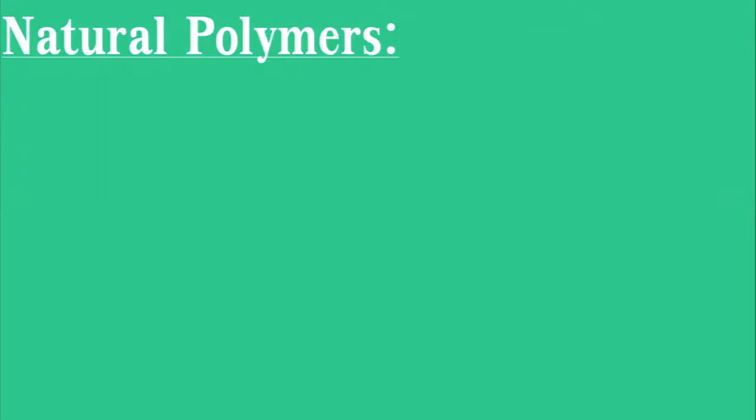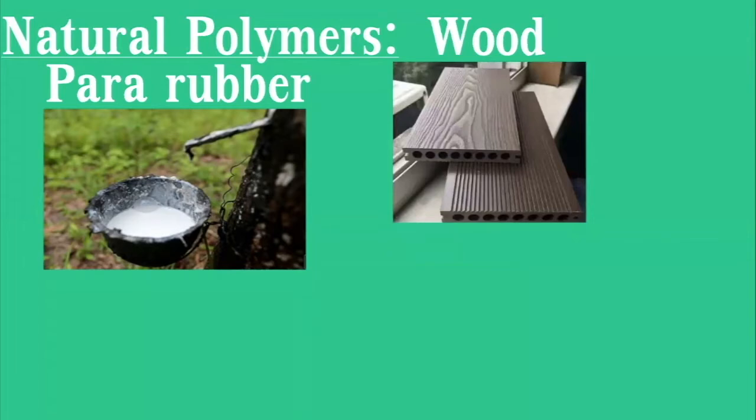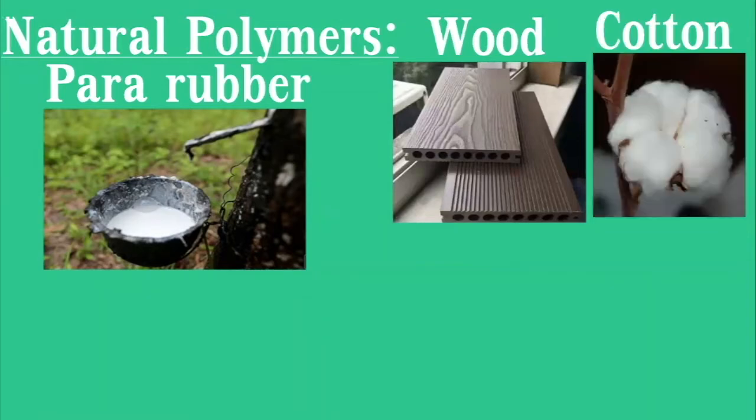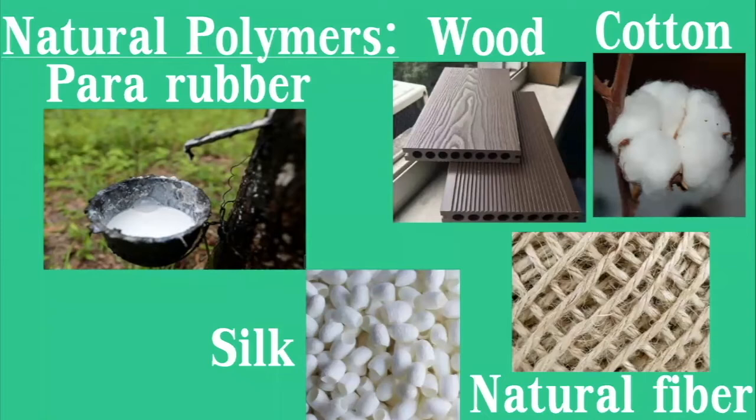Let's observe some natural polymers. Natural polymers: it's para rubber. Repeat after me, please. Para rubber. Yeah. Wood. It's a natural polymer. Wood. Cotton. Repeat after me, please. Cotton. Silk. And natural fiber. Repeat after me, please. Natural fiber. One more time, please. Natural fiber.